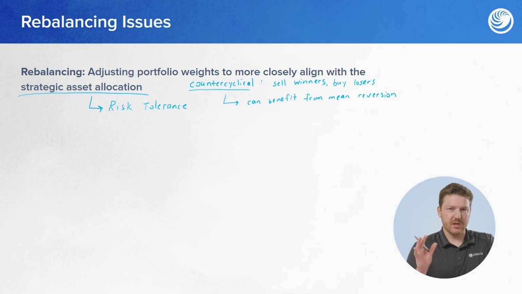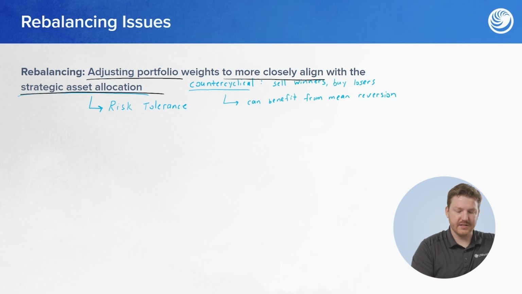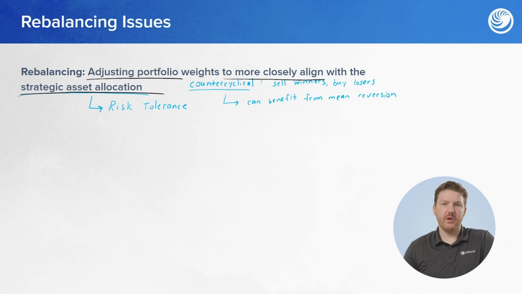Let's talk about rebalancing issues, but first let's define rebalancing for the sake of this video. Rebalancing is adjusting portfolio weights to more closely align with the strategic asset allocation. So naturally, the weights of assets in the portfolio are going to shift as the prices fluctuate over time.